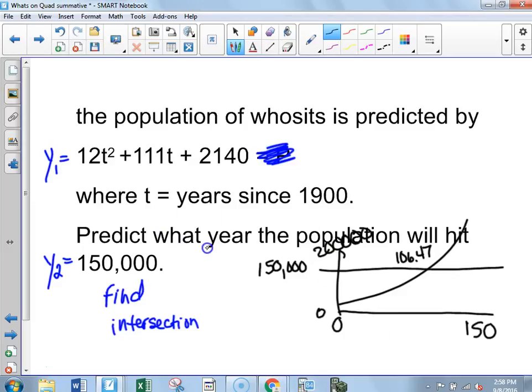It says what year, right? So we would have to do 1900 plus 106.5. So during 2006, is that right? So between 2006 and 2007. I did not put both of those as choices, guys. I wasn't trying to trick you. Is it 2006 or is it 2007? One of those is a choice, not both.